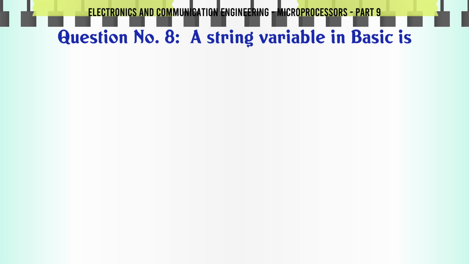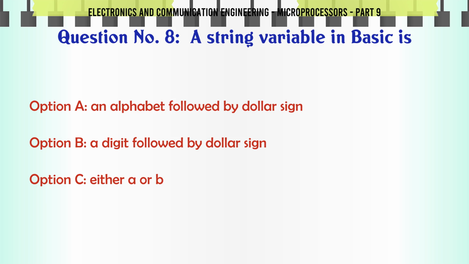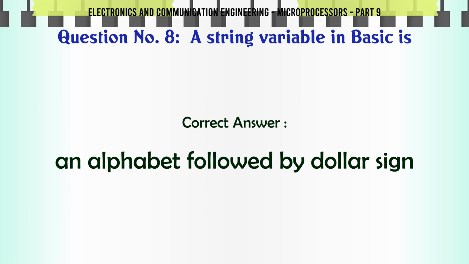A string variable in BASIC is A. an alphabet followed by $ sign, B. a digit followed by $ sign, C. either A or B, D. neither A nor B. The correct answer is an alphabet followed by $ sign.